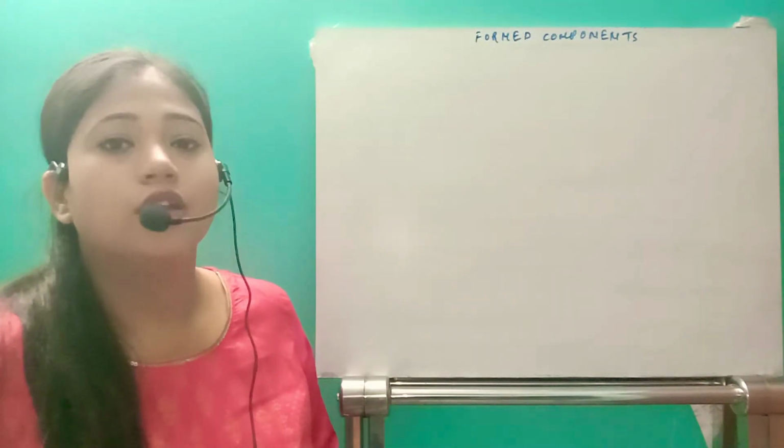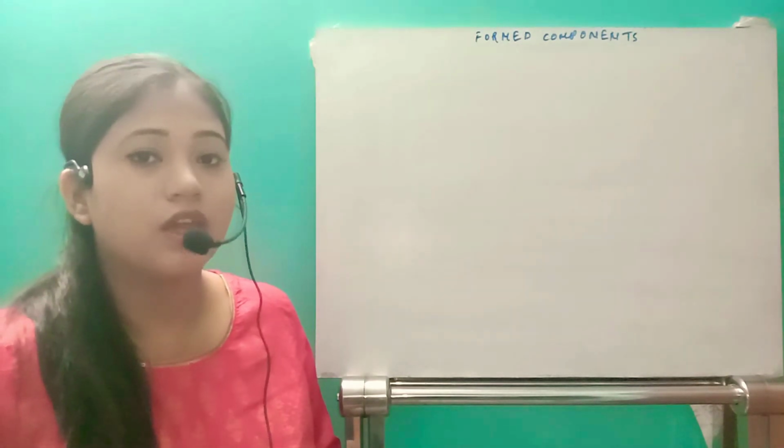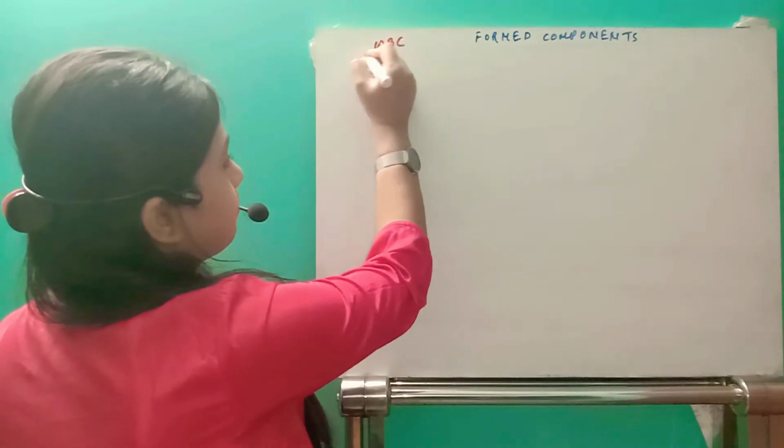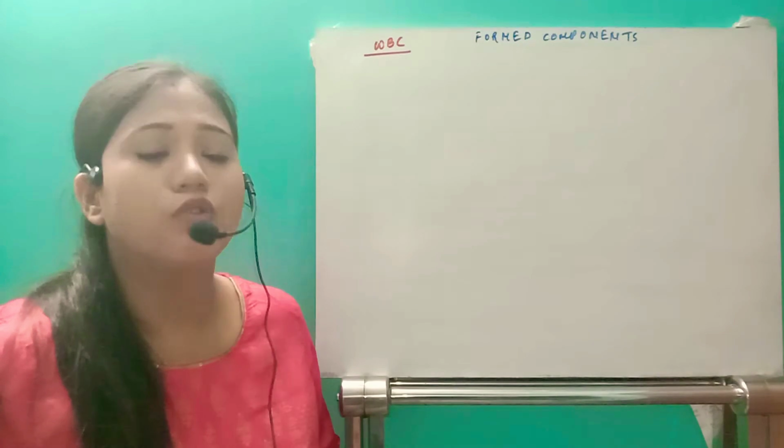Hello students, today we are going to see the next type of cell in the formed component, that is WBC. So let's start with the WBCs. What is the WBC? That is white blood cell or leukocyte.